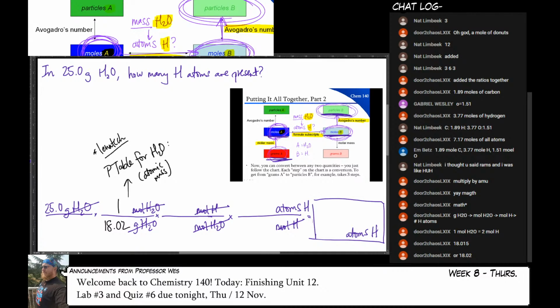How do I do the ratio between water and hydrogen? It's already in the chat, so we'll just do that. For 1 mole of water, there are 2 moles of hydrogen. That's what we did in the previous section of today's lecture. And then finally over here, in a mole of hydrogen, how many atoms are there? Well, in a mole of anything, how many of that anything are there? It's just Avogadro's number. Last thing you gotta do is put it in the calculator.